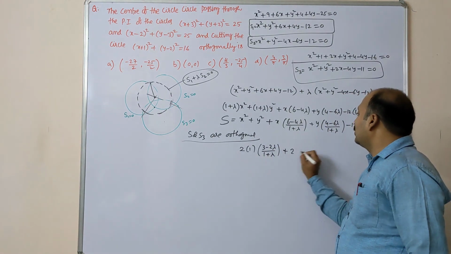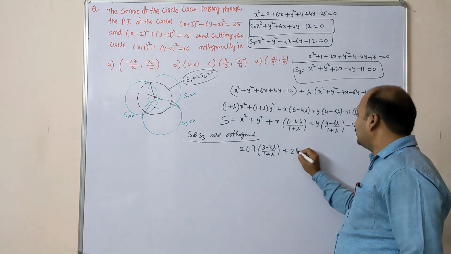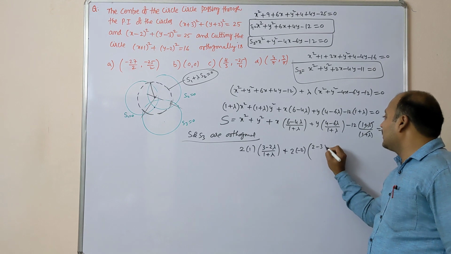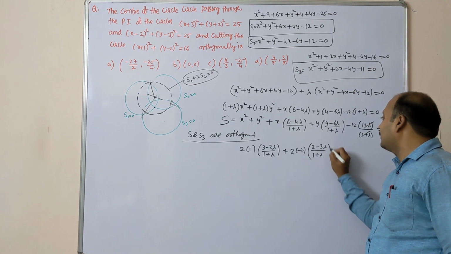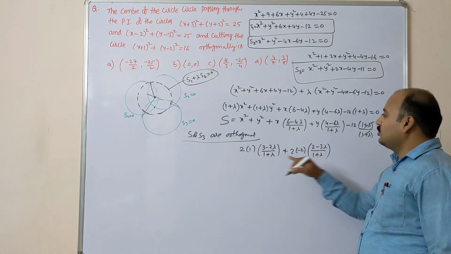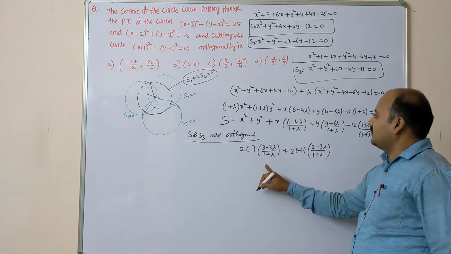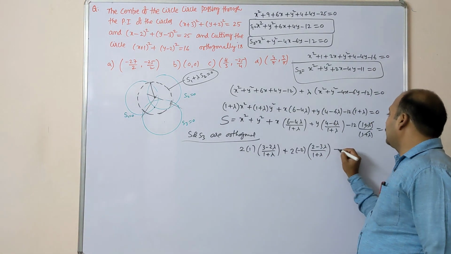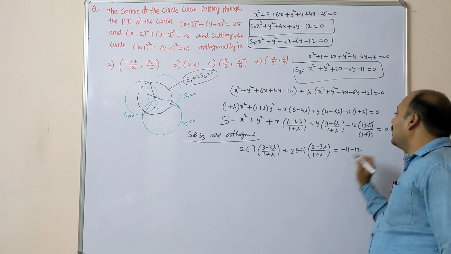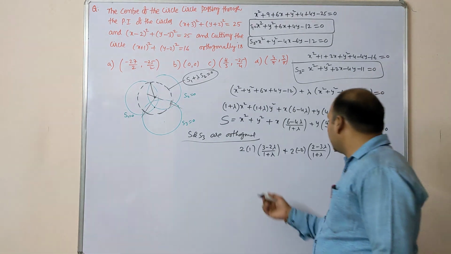2g g dash plus 2f f dash. f value is minus 2, f dash here also, 2 take common, is (2 minus 3 lambda) by (1 plus lambda). 2g g dash plus 2f f dash is equal to c plus c dash. Here c is minus 11, here minus 12. Now simplification.